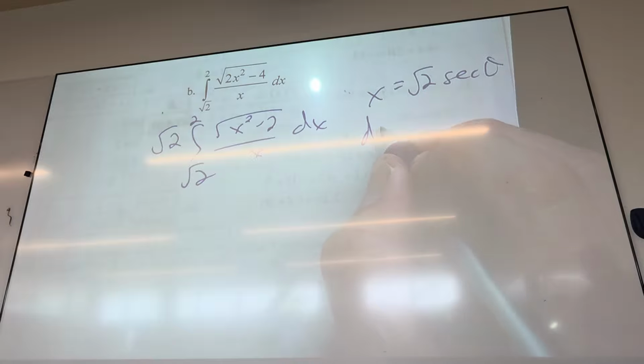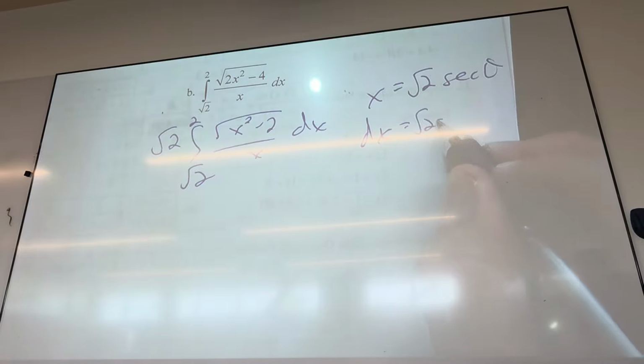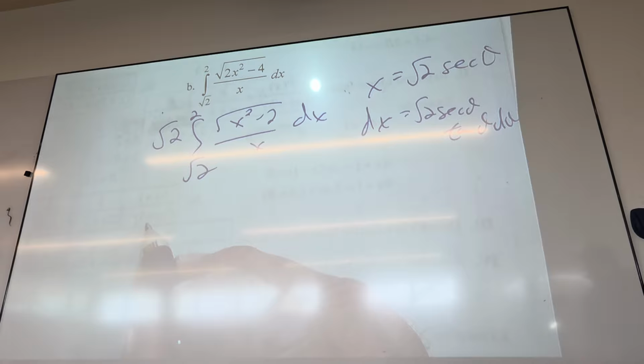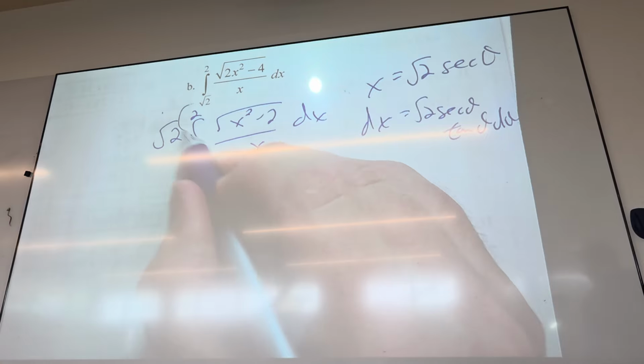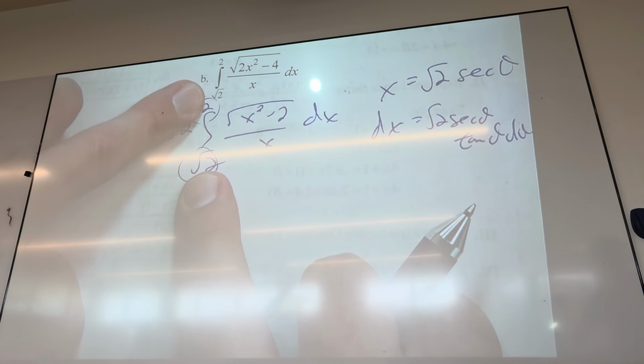Derivative, yeah. And what's that going to be? Radical 2 secant theta tangent theta. All right. And then, okay, so now I should also do what? Change these. Because what are these all about? Can somebody tell me exactly what these represent?